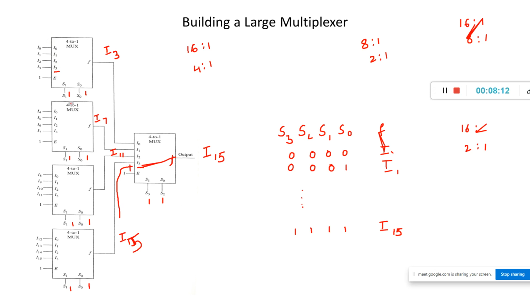These S1 S0 select lines are tied together in the first level of the multiplexer. Next S3 S2 are given to the second level of the multiplexer. This is one type of construction of a larger multiplexer. Others are also there. You can try it on your own. Other larger multiplexers can be constructed using smaller multiplexers.